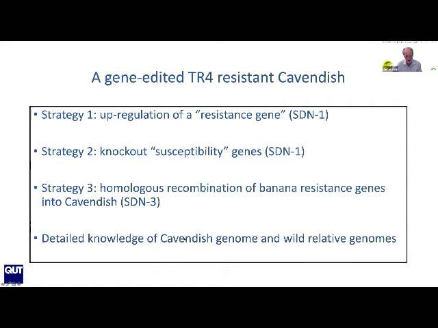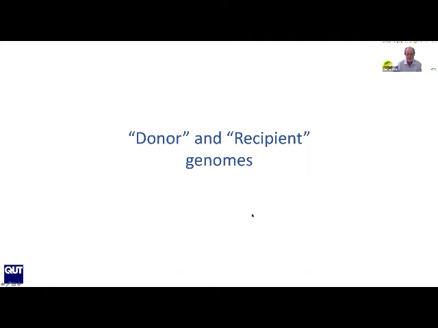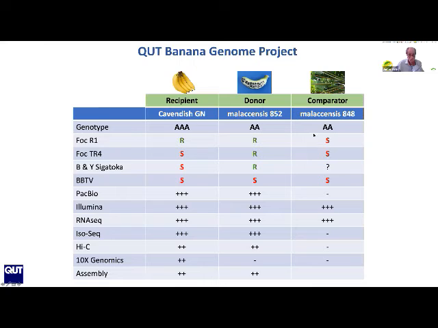But we do need a very detailed knowledge of both the Cavendish genome and their wild relatives. And that's what we've been doing. We've got Cavendish, our Malacensis resistant and our Malacensis susceptible. Cavendish is resistant to race 1, but susceptible to most other things. This one has resistance genes for race 1, tropical race 4, but also black and yellow Sigatoka. So we're very interested in this for the future.